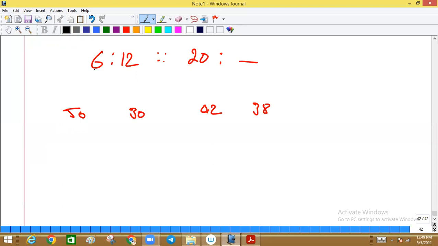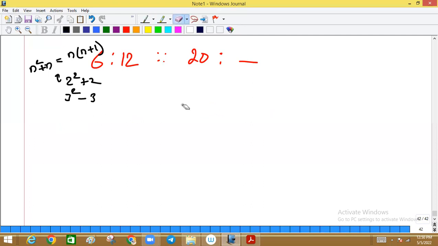How can I write it? First of all, logically, you think that this 6 is close to a square. Yes. I can write 6 in two ways: one is 2 square plus 2, or 3 square minus 3. Now, this is in the format of n square plus n. If something is in the format of n square plus n, can't I write it as n into n plus 1? Yes. If it is the format of n into n plus 1, can I write this one as 2 into 3?